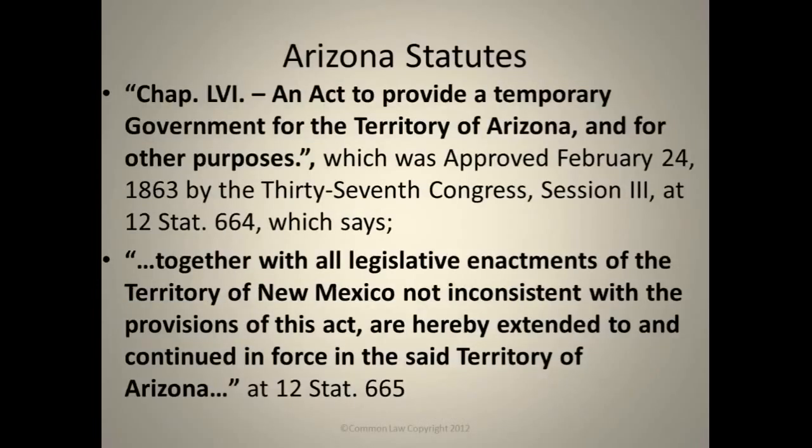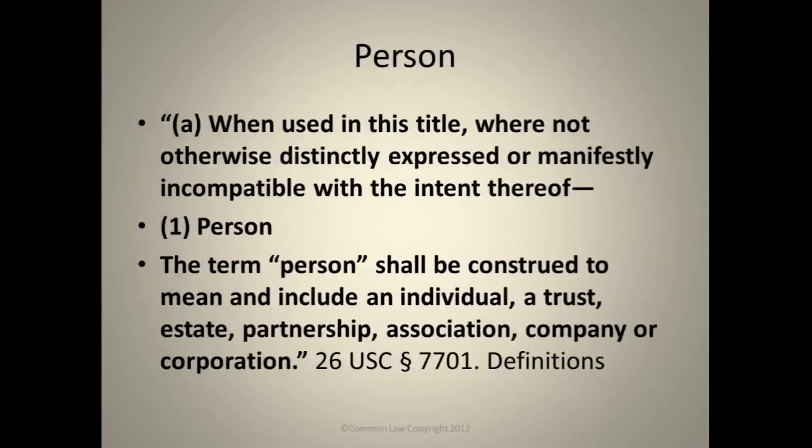This is for the territory of Arizona, which was approved. This is for an act to provide a temporary government for the territory of Arizona, which was an act of Congress, 1863, together with all the legislative enactments of the territory of New Mexico not inconsistent with the provisions of this act, are hereby extended to and continue in force in the said territory of Arizona. That's located at 12 Stat 665.